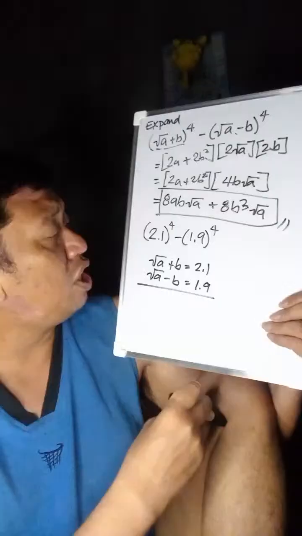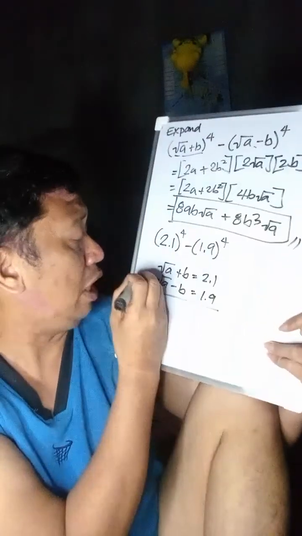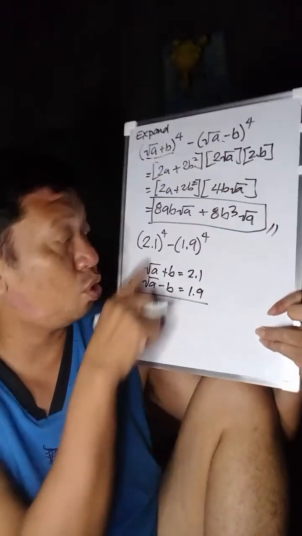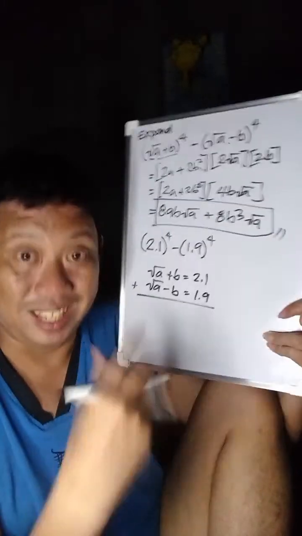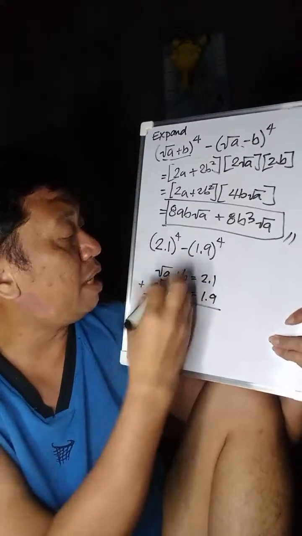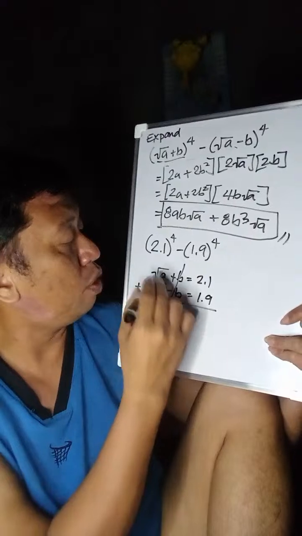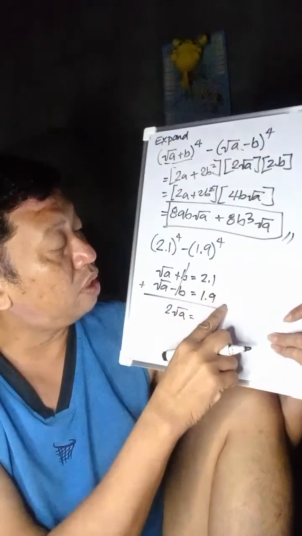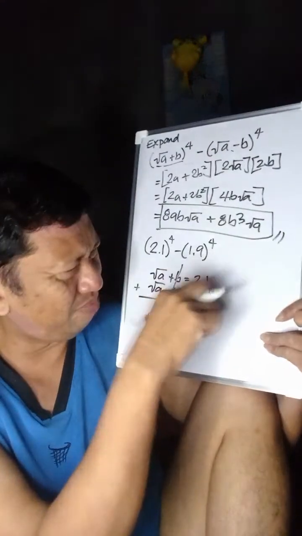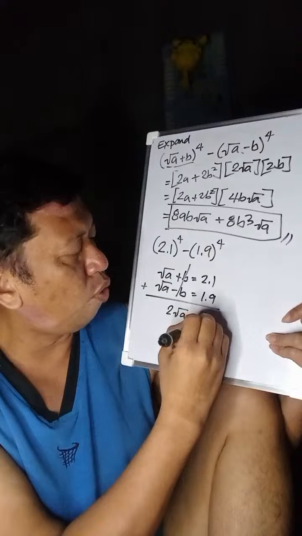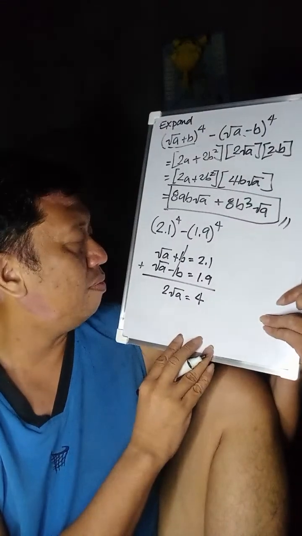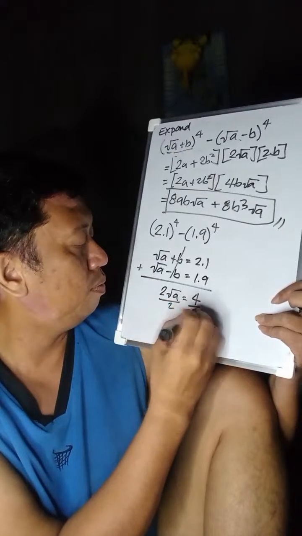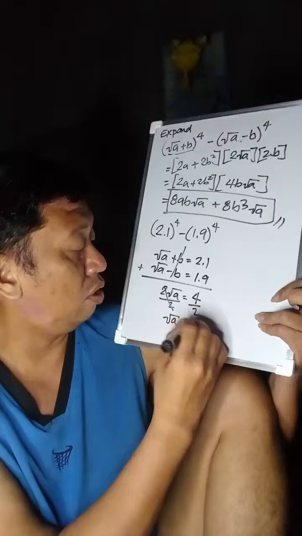Okay, so for this question, we can do elimination by addition here to eliminate b. So our goal here is to solve for square root of a, or our target is solving for a. So b can be cancelled here, and then if I add these two square root of a, we'll have 2 square root of a. And 2.1 plus 1.9, if we take this further, will result to 4. Okay? Now, our target is to solve for square root of a. So, if I divide this by 2, our square root of a is equal to 2.